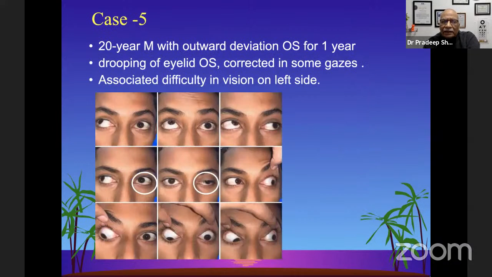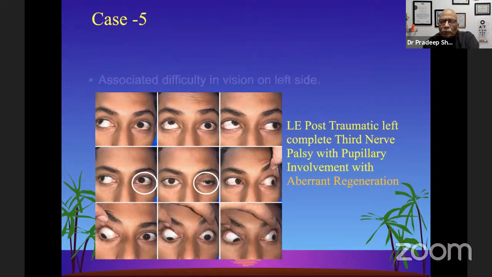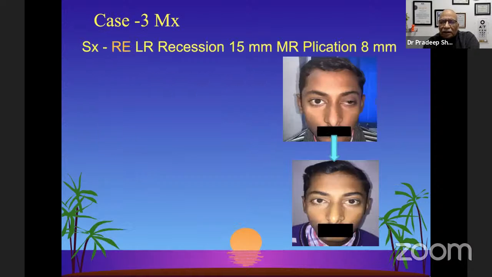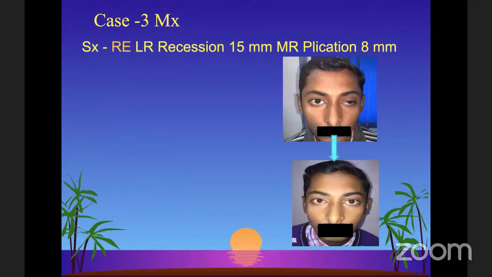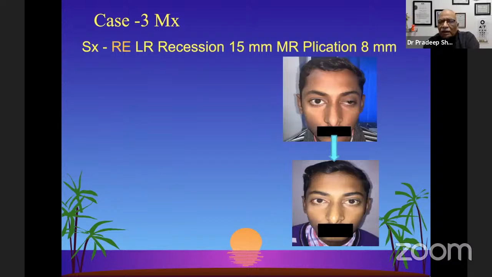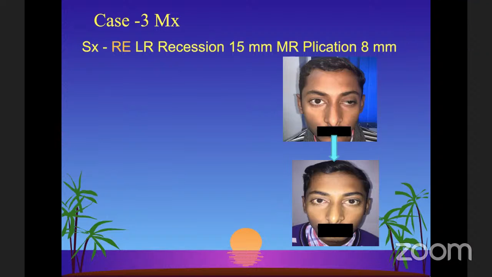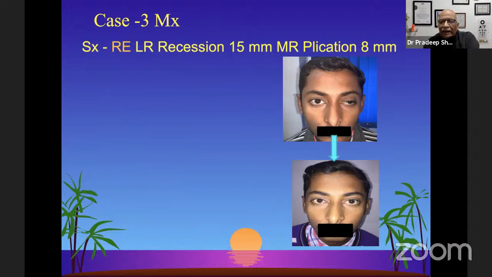Now, this is another example of a case in which there was a post-traumatic third nerve palsy with aberrant degeneration. And you can see that after the lateral rectus recession on the contralateral side and MR plication of 15 and 8 millimeters, the eyes have been straightened as well as the lids have been corrected. So the ptosis gets corrected by using the aberrant force to your advantage.